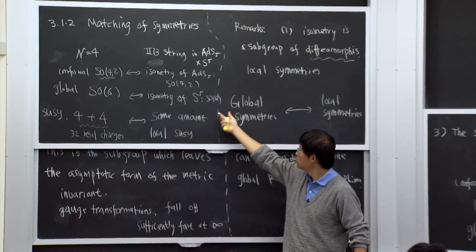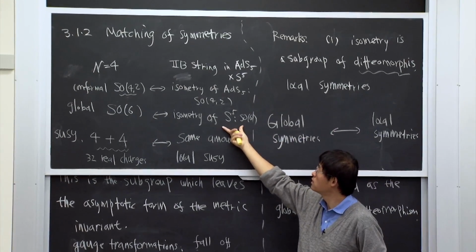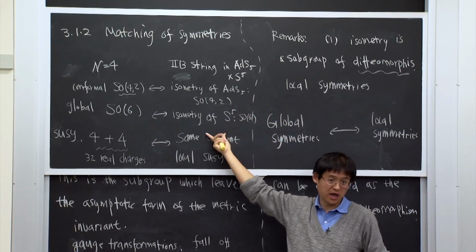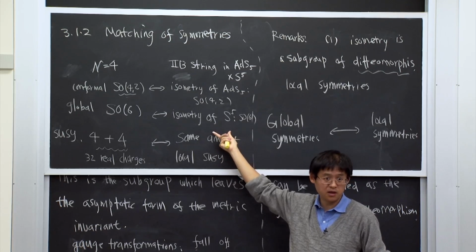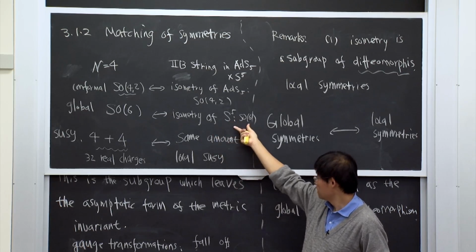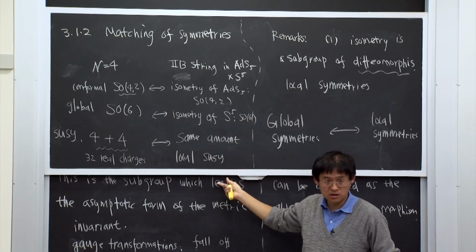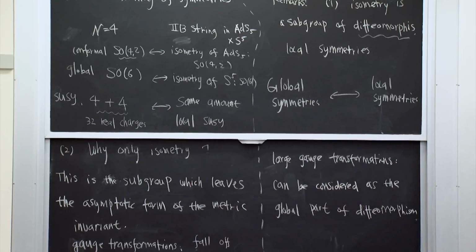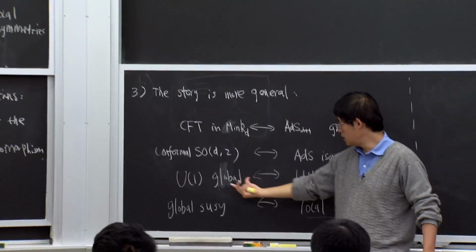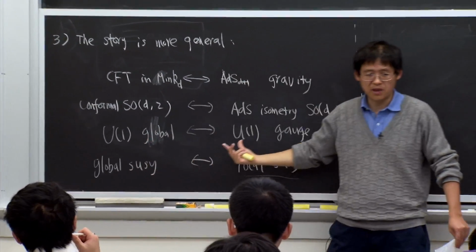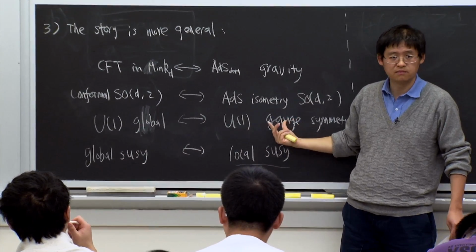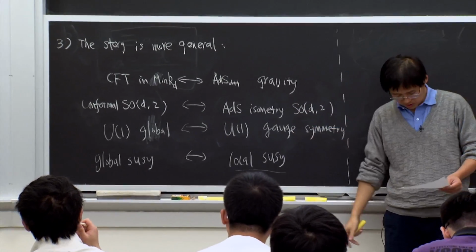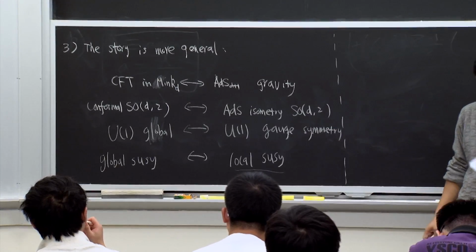So this isometry of S5, once you reduce to AdS5, just becomes again a gauge symmetry, SO(6) gauge symmetry. And some fermions indeed are charged under this SO(6) gauge symmetry. And here it's just more general. Anytime you have some global symmetry here, it should be mapped to some gauge symmetry here. Okay. And we will say this a little bit more later. Do you have any other questions?